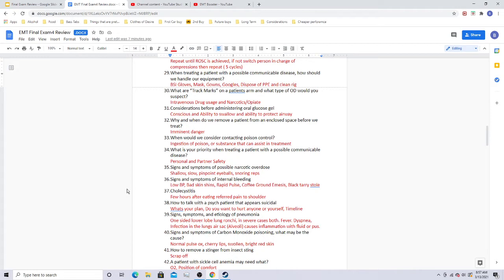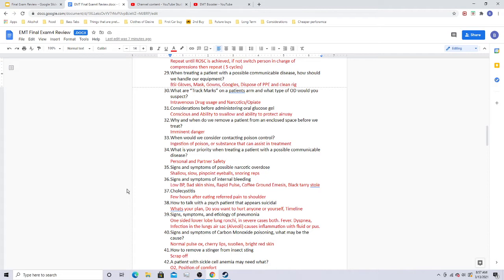When would we consider contacting poison control? Ingestion of poison or substance that can assist in their treatment. So if you do not know the poison, if you don't understand what's going on, some of the best helpers will be poison control, because much like definitive care of doctors, they are a lot more intelligent than we are when it comes to poison.